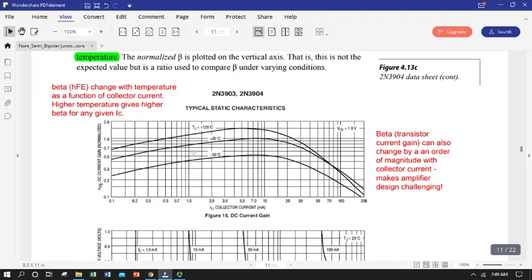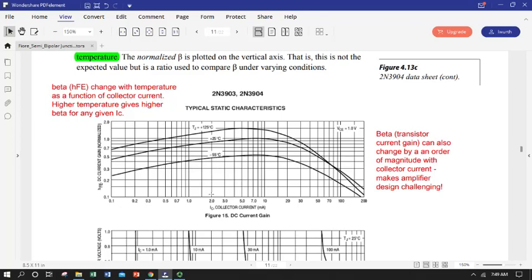As if it wasn't bad enough that our beta varies with collector current, it also varies with temperature. And the variability is so significant that one of the things device manufacturers give us is a little chart. This is a chart of what's called normalized beta, or hFE, depending on both collector current and temperature. Normalized means everything's normalized to a 1. And so you can compare what your beta would be for low temperature to high temperature and for low collector current to high. And this is a log scale plot.